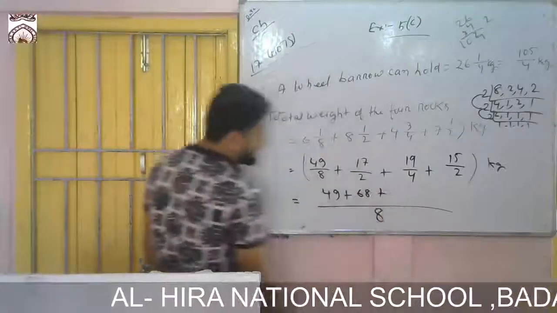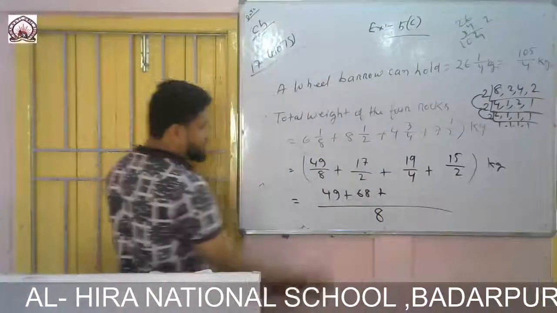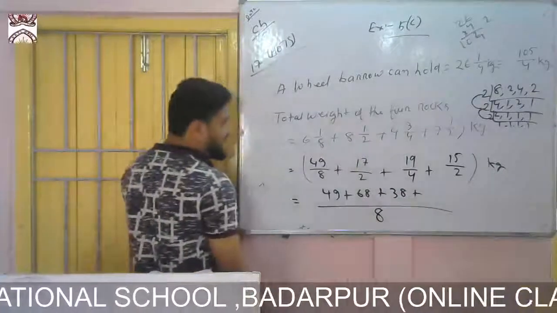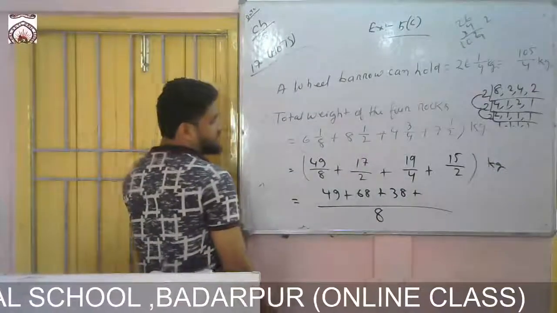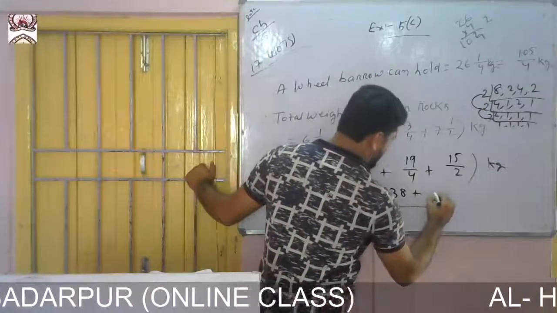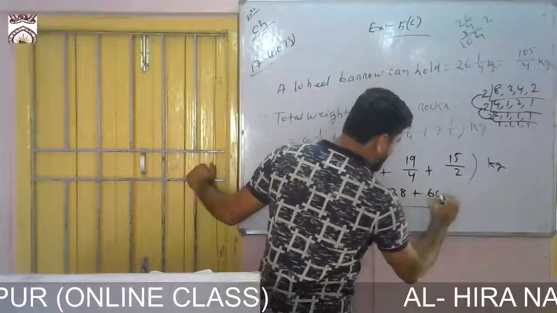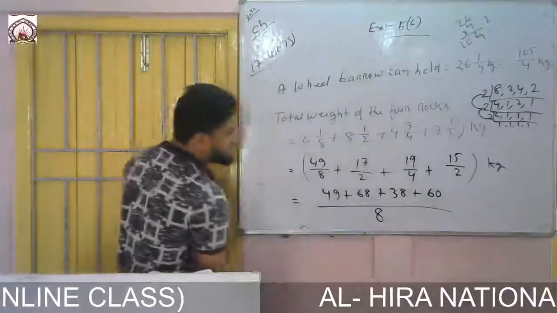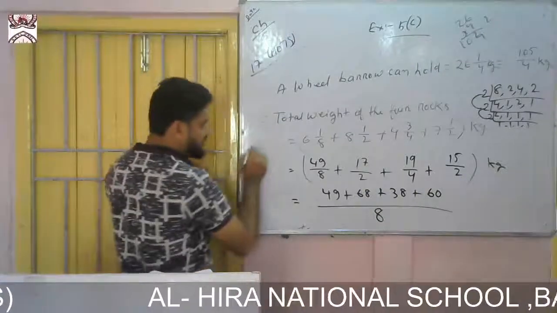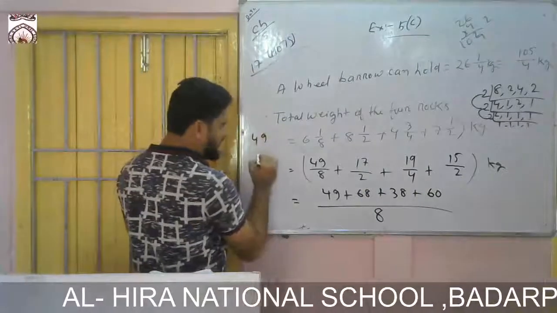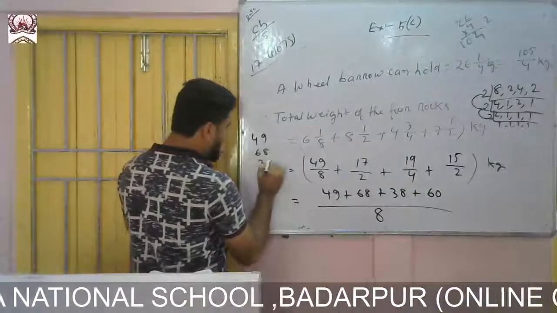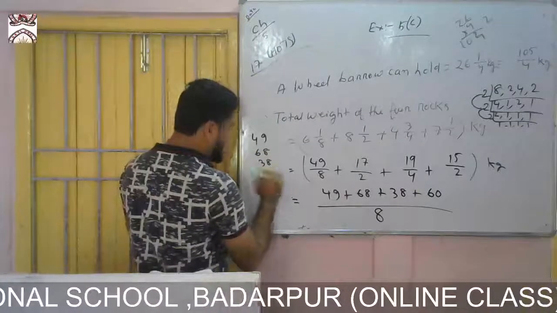Then what? 4 2s are 8. So 19 2s are 38, plus what? 2 4s are 8, so 15 4s are 60. Okay, now add all these things: 49, then 68, then 38, then 60.